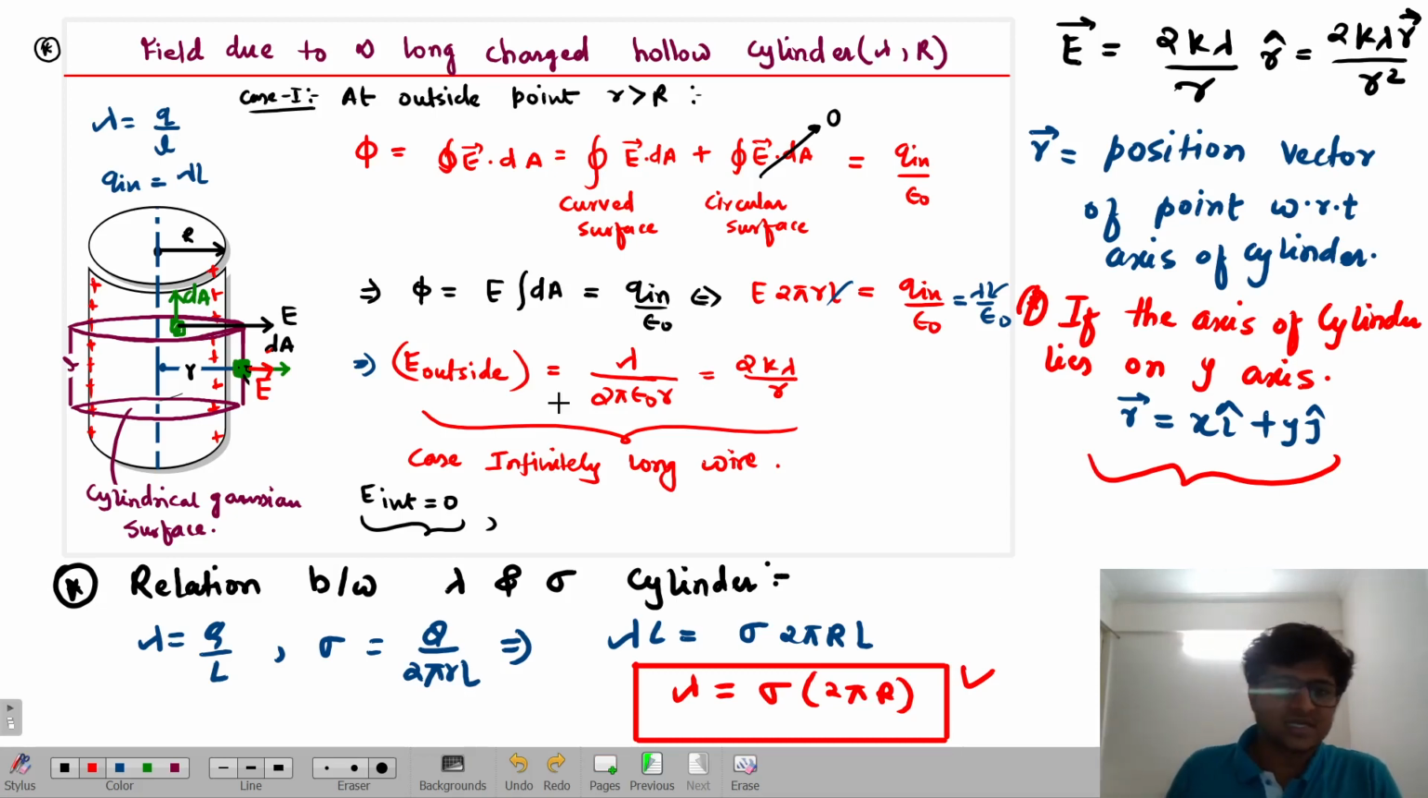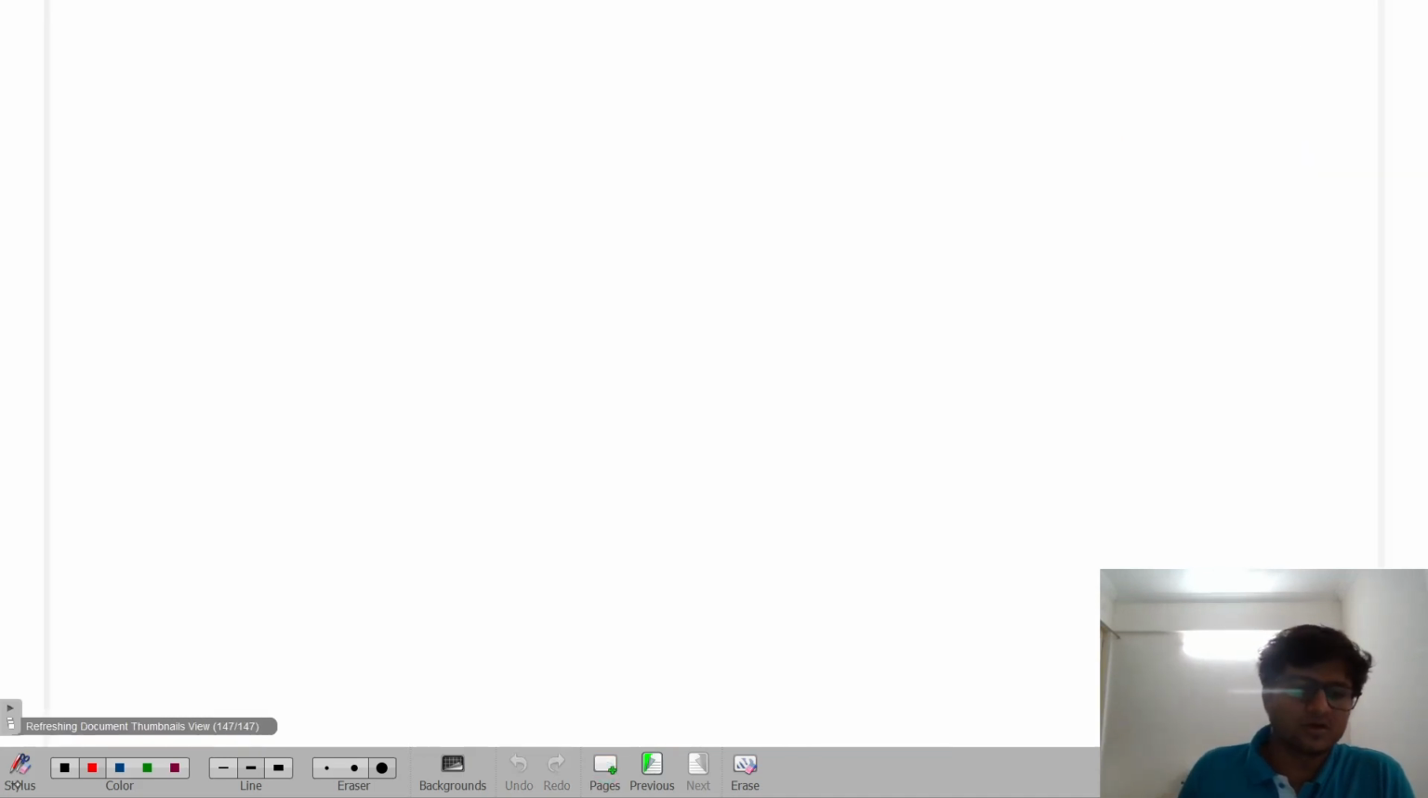So the electric field inside the cylinder is 0. Once again, you can draw the diagram of E versus R, and it will be similar to the previous case, but it will vary as 1 by R. Are you able to get me or not? Sure. So let us move on to the next point.